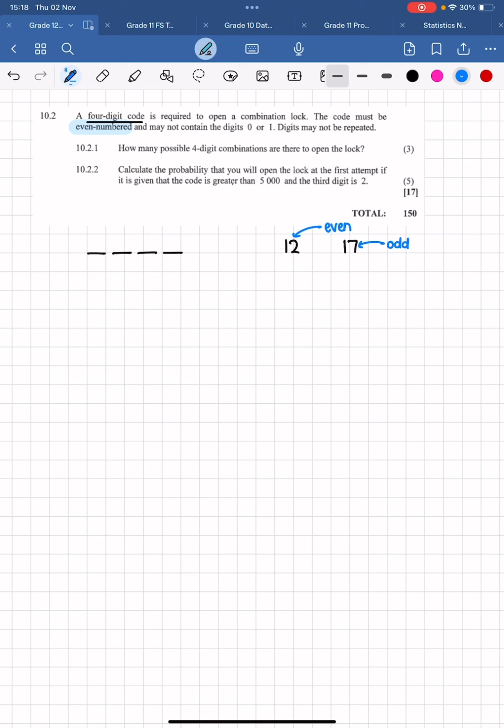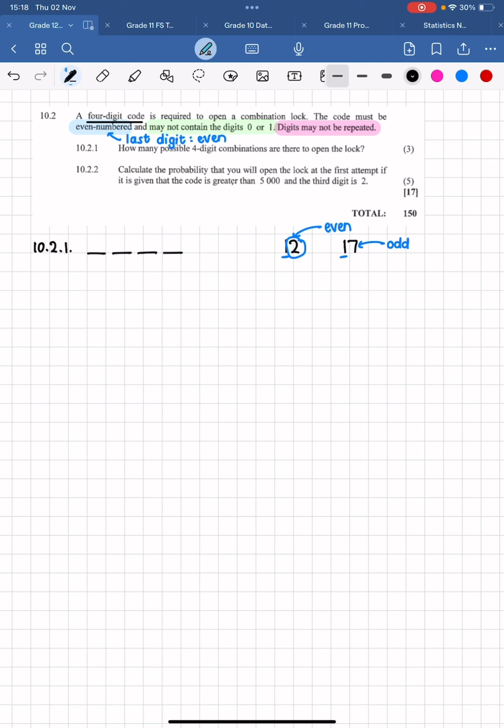What the first digit is, whether it's even or odd, I'm referring to the 1 here, does not actually affect the number as a whole. The whole number is even when the final digit is an even number. So when they're saying that the code must be even numbered, that means that the last digit must be even. Now, the next restriction that they're giving us is that this code may not contain the digits 0 or 1. That's important. And then the last restriction is that digits may not be repeated. So for 10.2.1, they're asking us how many possible 4-digit combinations are there to open the lock.